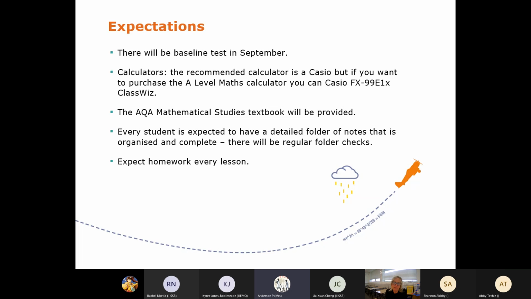You will be given the mathematical studies textbook. We will provide you with that for your use while you're in school, and then obviously we will check them back in at the end of the school year. Everybody is expected to have a detailed folder of notes, totally organised, and we will be doing regular folder checks for that. So what I suggest you do is buy yourself a big ring binder folder and some dividers, because then you will be able to separate out each element of the course and keep it all together, as well as all your formula sheets and that kind of thing. We will also be giving you homework, so expect homework every lesson.